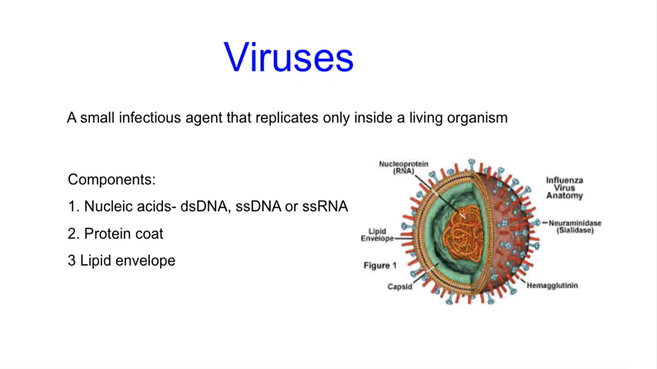And in order to replicate, they need to use the metabolism, the machinery of some other living thing. So they need to replicate inside a living organism. And for some reason or another, some viruses do very well in certain living organisms, but not other living organisms. And that's why they often have names like bird flu or swine flu, because those were the living things that they seem to replicate best in.